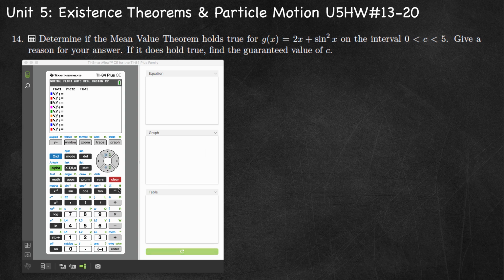Those are two different ways we can figure out if our function is differentiable on our interval. Let's go ahead and look at the graph. So g of x equals 2x plus sine squared x. Sine squared x means the sine of x, squared. When we look at the graph, we only have to look on the interval from 0 to 5. I cut off the right side of the graph a little bit there. Let's adjust our window.